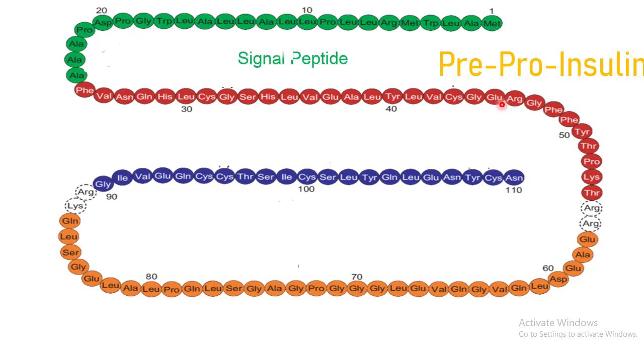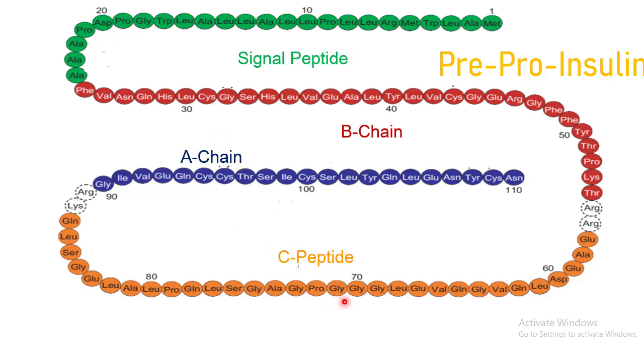The one that is represented in green over here is known as the signal peptide. The one represented in red is the B chain, and of course the B chain is going to be present in the mature insulin. This blue one is the A chain, and again, this is going to be present in the mature insulin. And then you have got the C peptide.